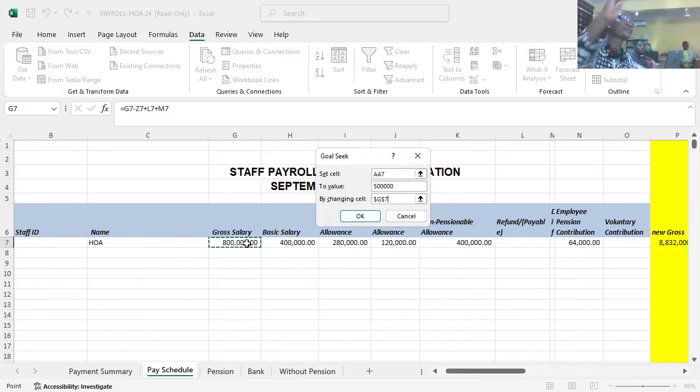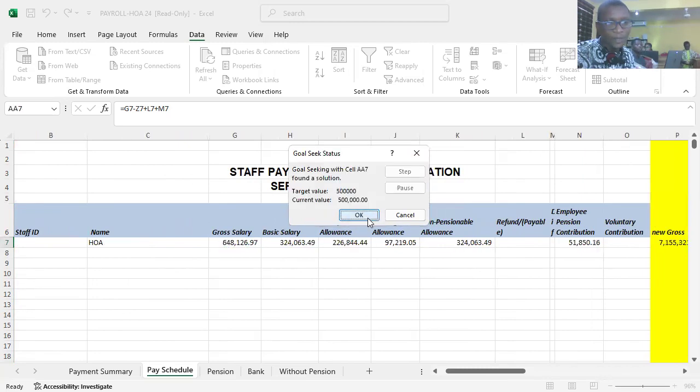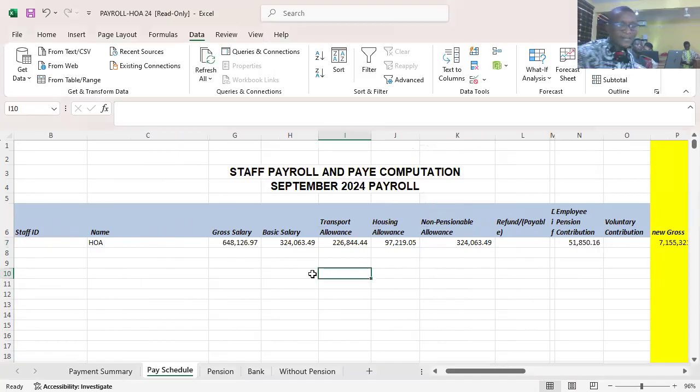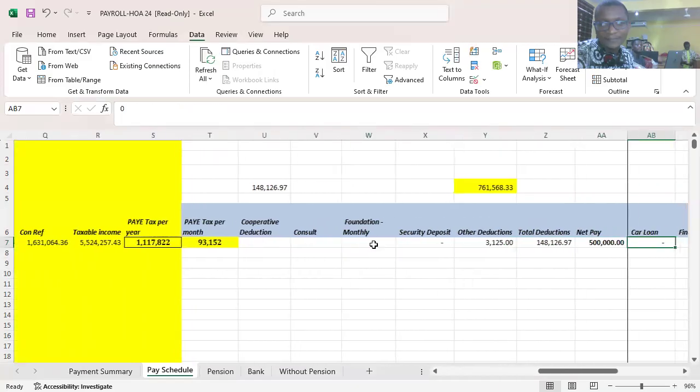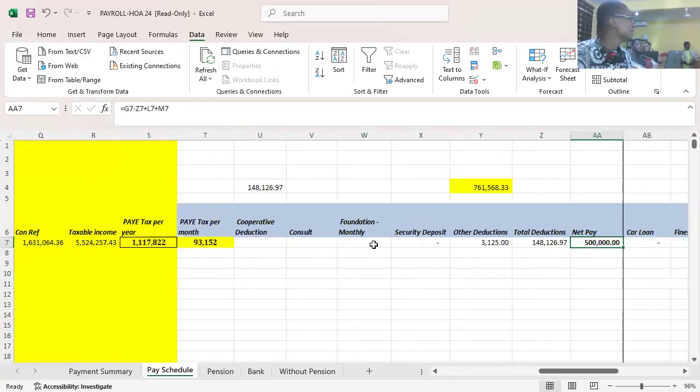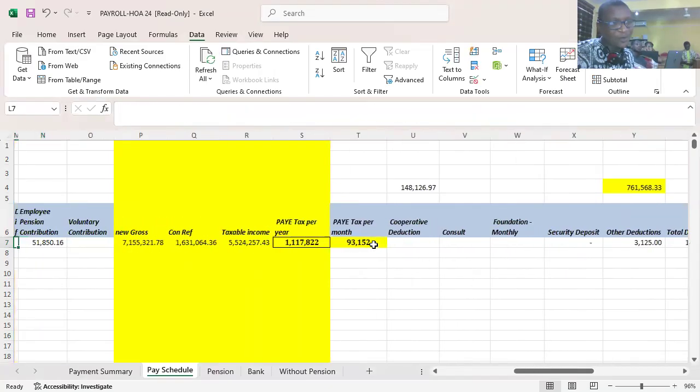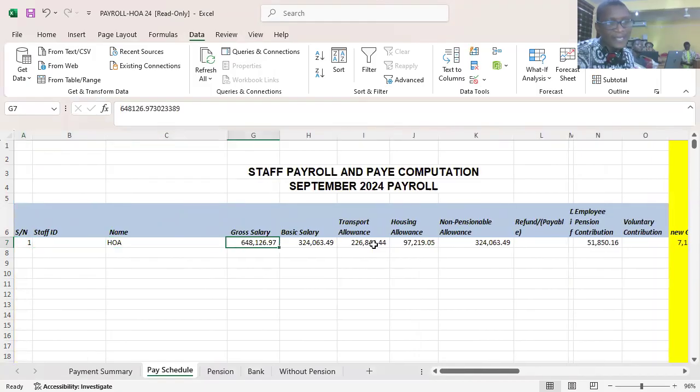You can see that we have 3 steps there. Step 1, step 2, step 3. Once you are done, just click OK. It means for me to get 500,000 as net pay, my gross salary will be what? It will be 648,126.